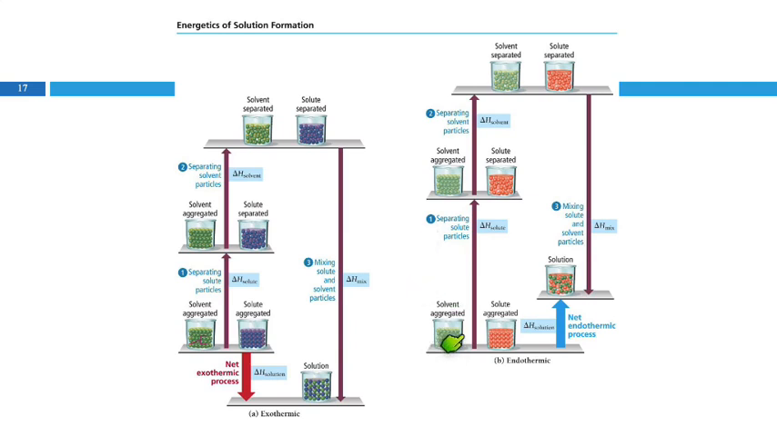Here's an example where we have to put more energy in than what's released. And so here it's a net endothermic process, and this solution is going to feel cold because where's that heat coming from? The heat is coming from the surroundings. So if you're holding the beaker, it's drawing heat out of your fingers, so it feels cold.